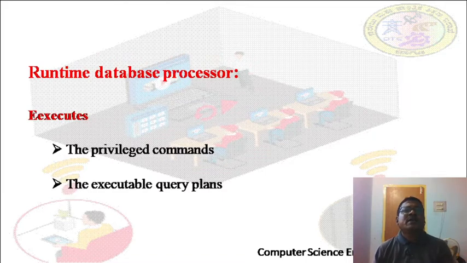Then the runtime database processor. What is the function of this module? That means why we are going to use this module. It executes privileged commands, and it also executes executable query plans. Privileged commands are usually used by the DBA, for example granting access and setting parameters. Those things will be done by the runtime database processor.